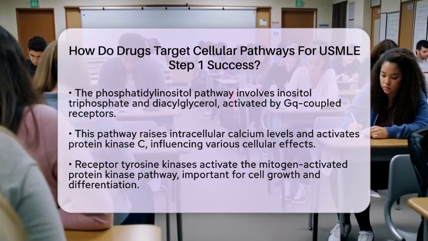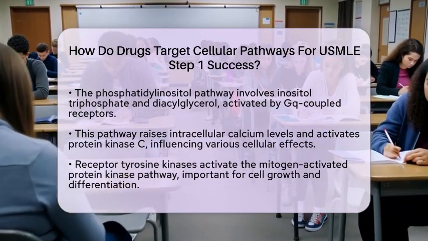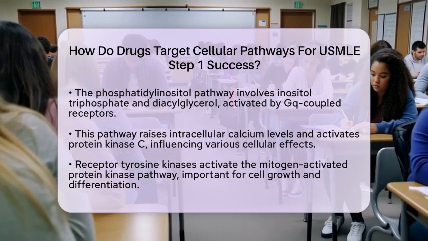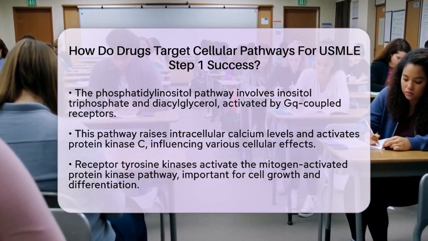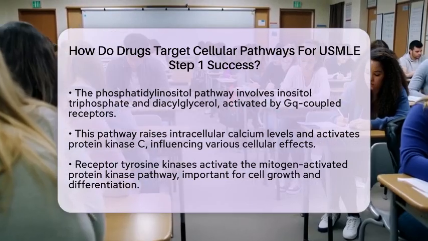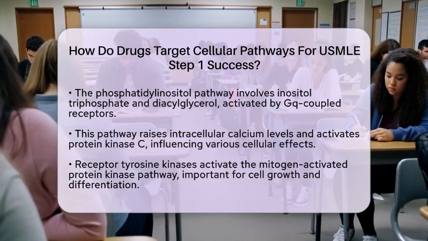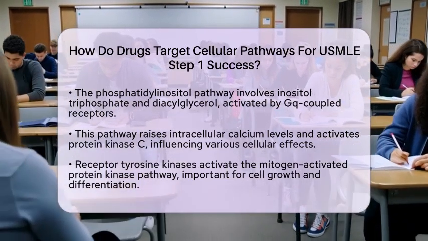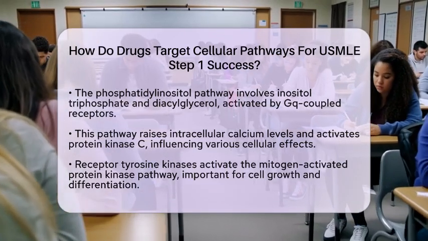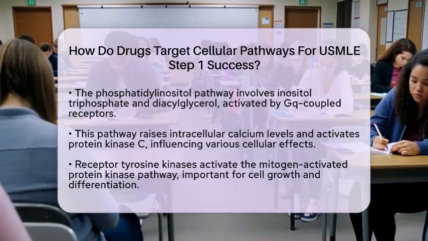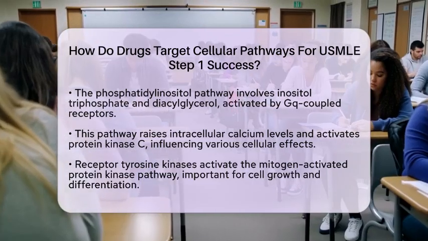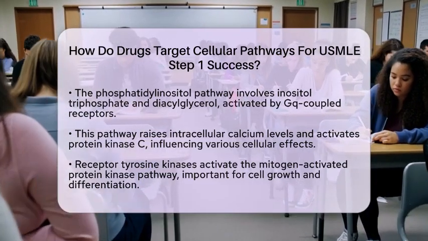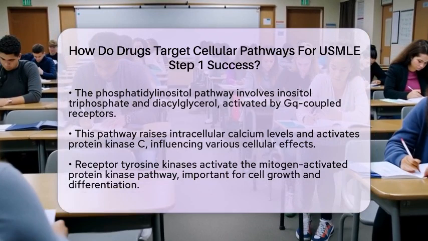Receptor tyrosine kinases activate the mitogen-activated protein kinase pathway, which involves a series of phosphorylation events. This pathway is crucial for regulating cell growth and differentiation. Drugs like tyrosine kinase inhibitors block receptor tyrosine kinases, halting downstream signaling, which is particularly useful in cancer treatment.